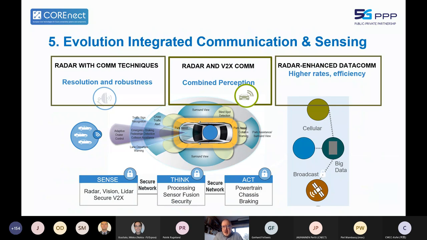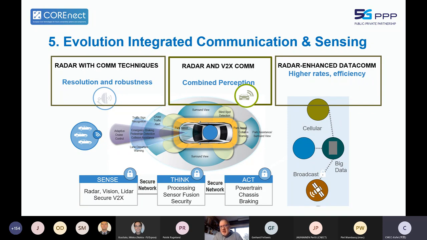So here, if we look at the car of the future, we see that sensors like a radar need to be combined with different communication techniques, and resolution and robustness are key, because you need to have indeed the right resolution level dependent of the requirement of the car, whether you work with adaptive cruise control or whether you do automatic parking requires different types of resolution and sensor devices. Then we need radar and V2X combination to be combined in order to have a combined perception and to have a better perception of the environment in which the car is driving around.